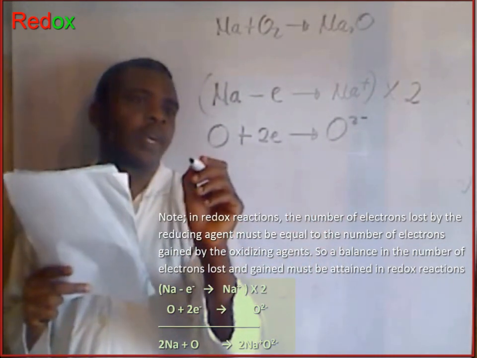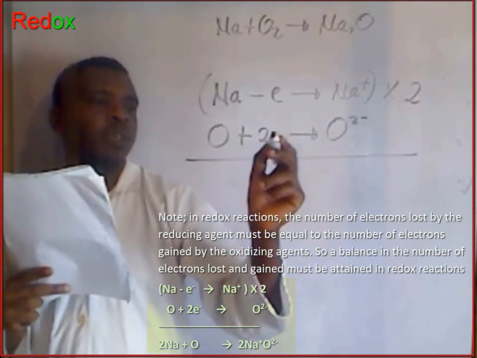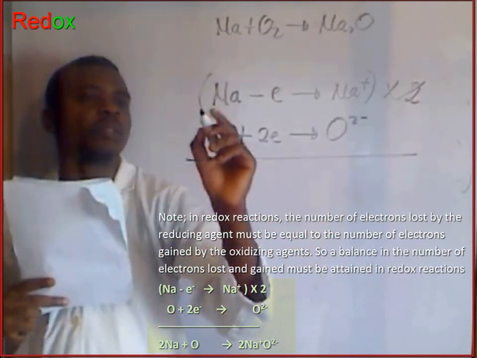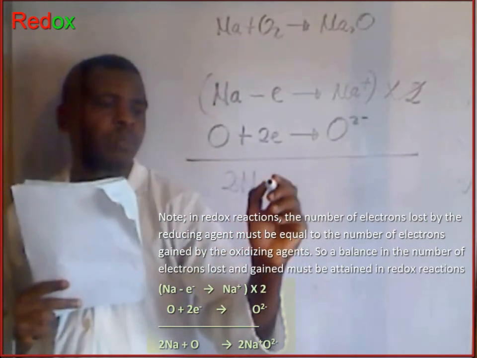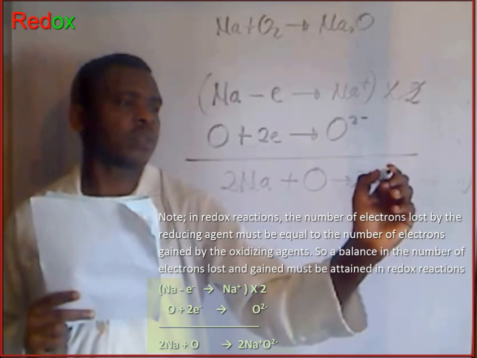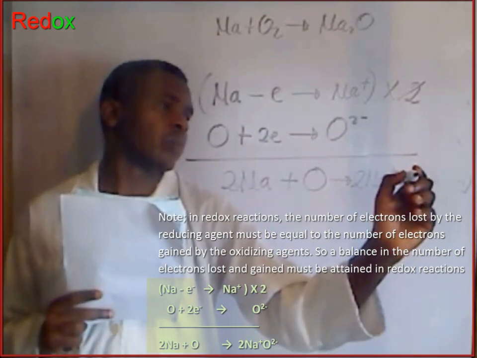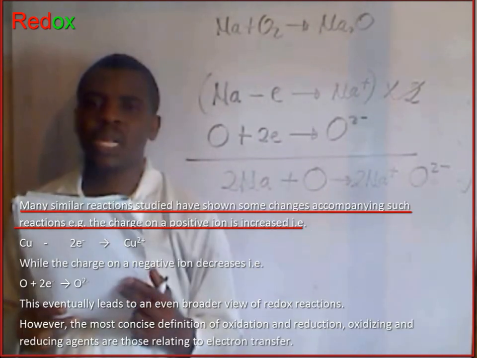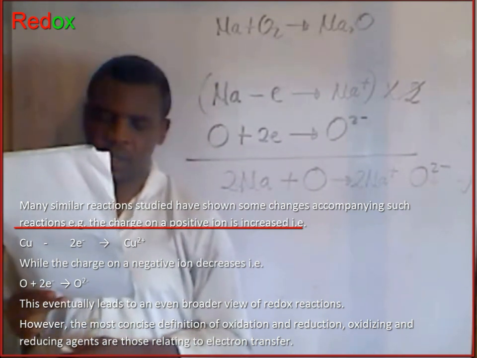So if we add these two reactions, the 2 electrons will cancel the 2 electrons there. So this will give us 2 sodium ions bonding to 1 oxide ion. Many similar reactions studied have shown some changes accompanying such reactions.